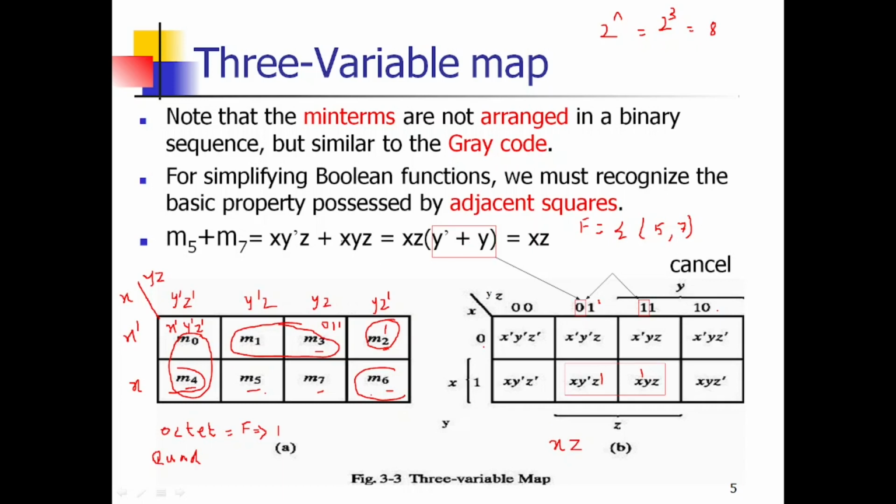Xz is the Boolean function for this question. See here, this is simplified with the help of Boolean laws and theorems. The answer is xz. So this is simplified using a Karnaugh map. A 3 variable Karnaugh map is applied here. So this is the way we have to solve the 3 variable K map.